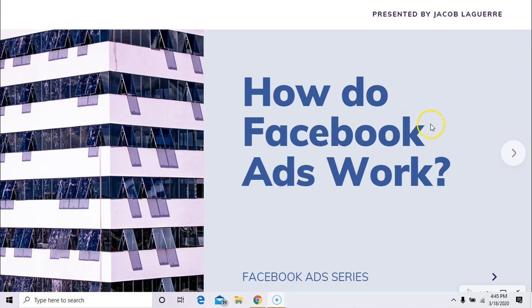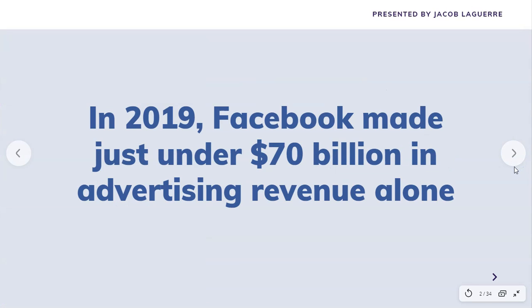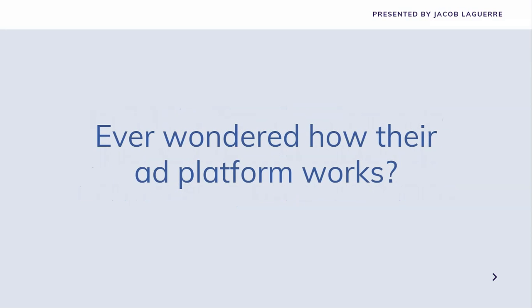Alright, so let's go over exactly how Facebook ads work. In 2019, Facebook made just under $70 billion in advertising revenue alone. So suffice it to say that Facebook definitely knows what they're doing when it comes to running their ad platform. As an advertiser, as somebody that markets on Facebook, it's to your advantage to have at least a basic idea of how the Facebook ad platform works.